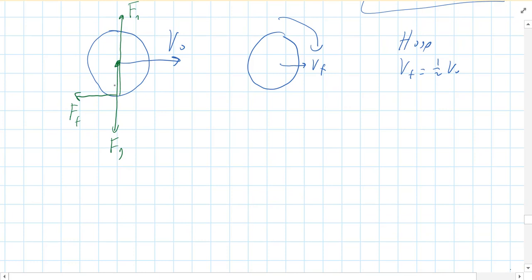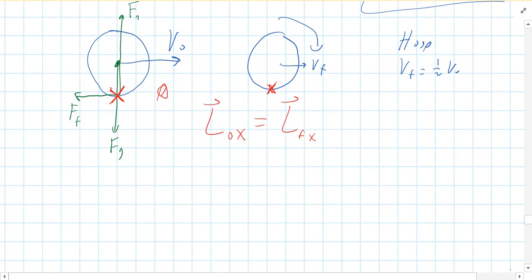Well, indeed there is. If I put an axis right there, all three lines of force, friction, gravity, and normal force, all pass through that red X. So the angular momentum about that location before the hoop was rolling is going to equal the total angular momentum after the hoop is rolling about that same axis.